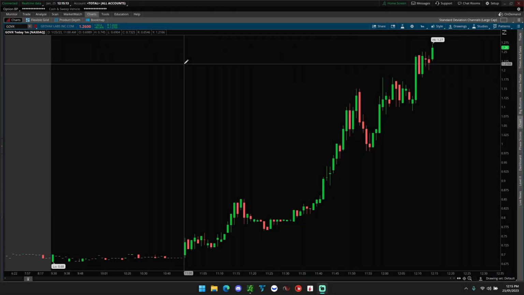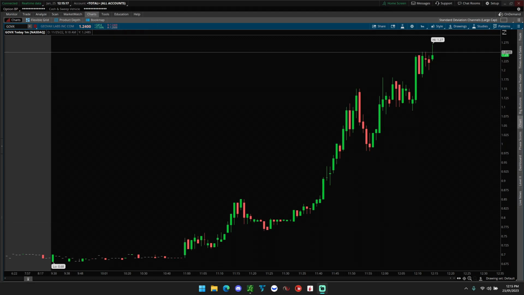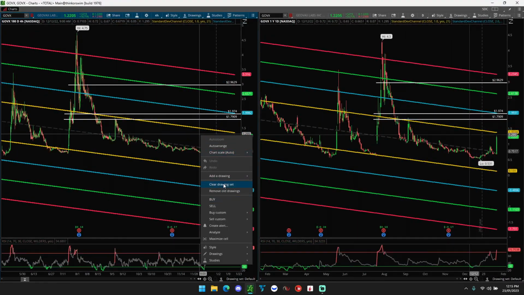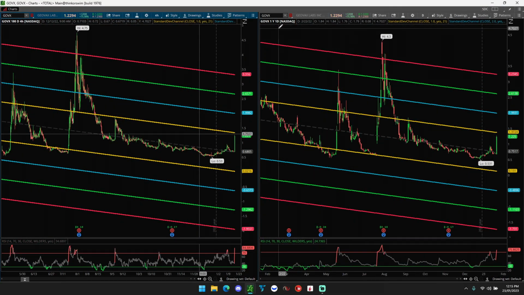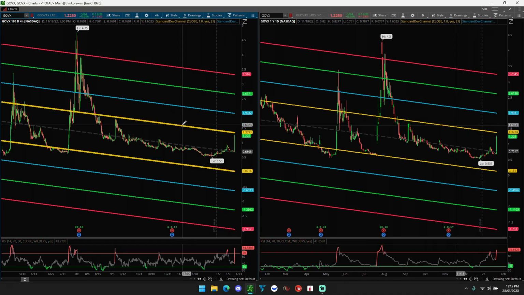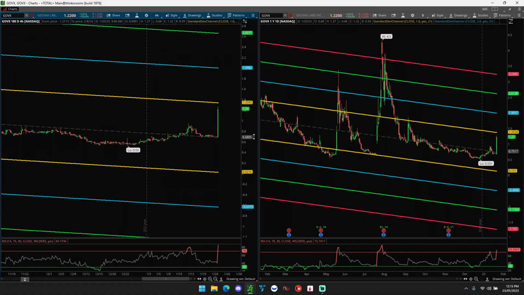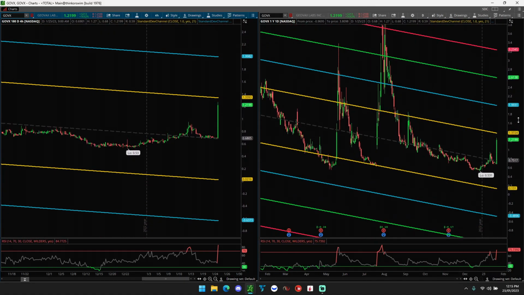In this one we're going to be doing some in-depth stock analysis on GOVX. So to get straight into the technical analysis, what are we looking at going forward? As you can see, on the left we have a 6 month, on the right we have a 1 year chart. This is using the main technical indicator I use, which is standard deviations. We're currently sitting at $1.22, up over 73% as we're recording this.